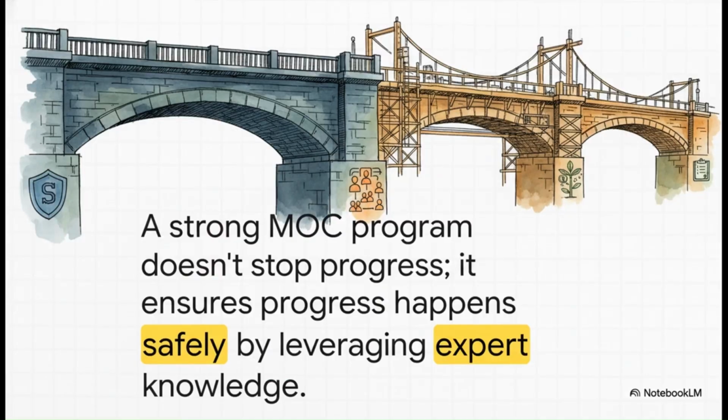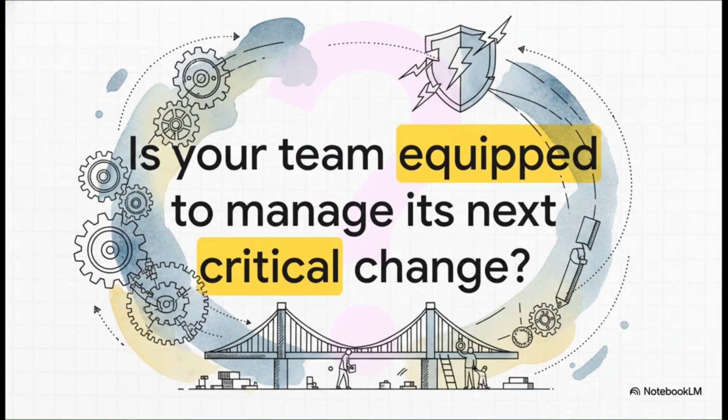These are the leaders with the authority to give the final go-ahead, but only after that tough evaluation is totally complete. So let's wrap this all up. It can be easy to look at MOC as just a bunch of red tape that slows things down, but that is completely missing the point. A well-run MOC program isn't there to stop progress. It's there to make sure that progress, that innovation, happens safely by putting expert knowledge right at the center of the decision. And that really leaves us with one final thought to take back with you. When the next big, critical change comes up in your world, is your team truly equipped to manage it?